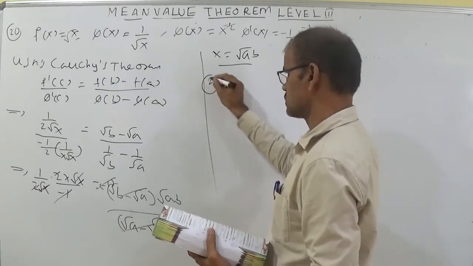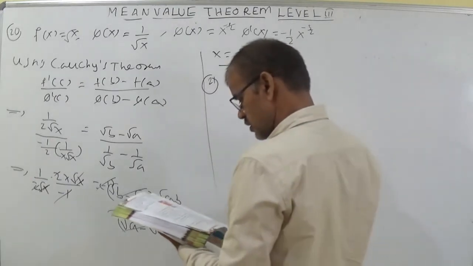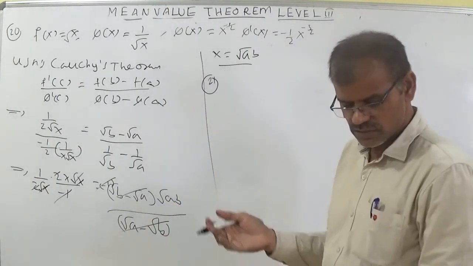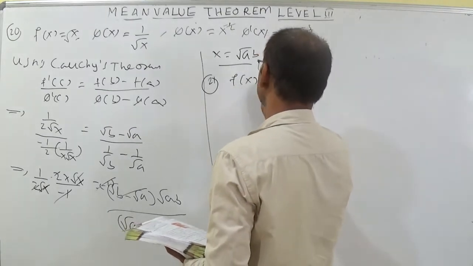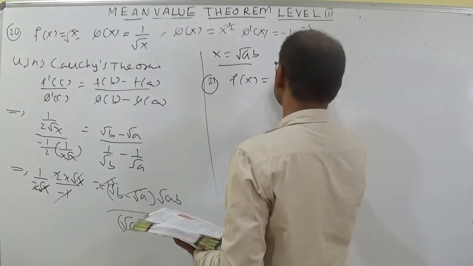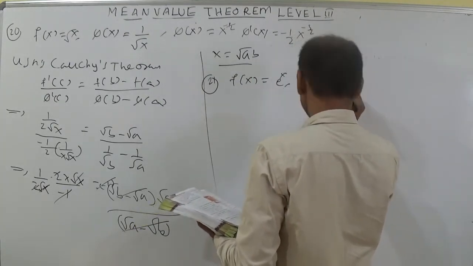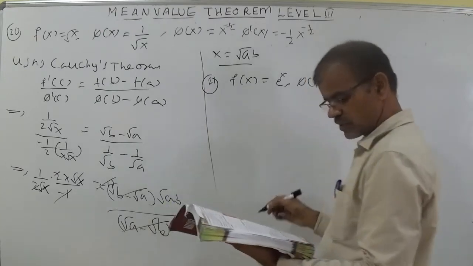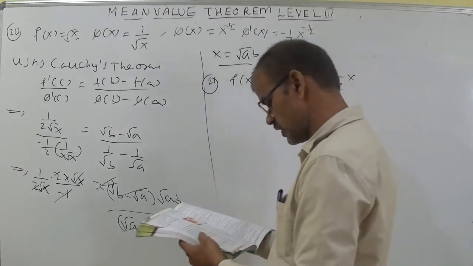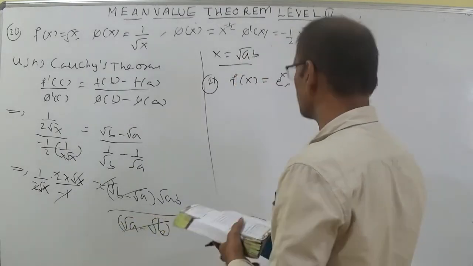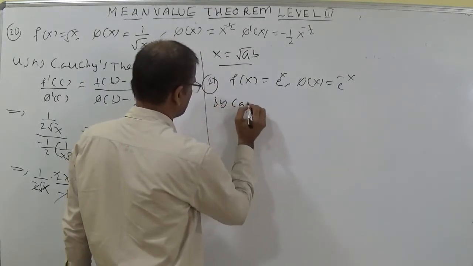Now let us continue with question 21. If the function f of x and phi of x are continuous, differentiable, everything given, in the same way we can follow Cauchy's theorem. F of x is equal to e power x and phi of x is equal to e power minus x is given. Then what should we calculate? The value of c. So by Cauchy's theorem, write the formula.